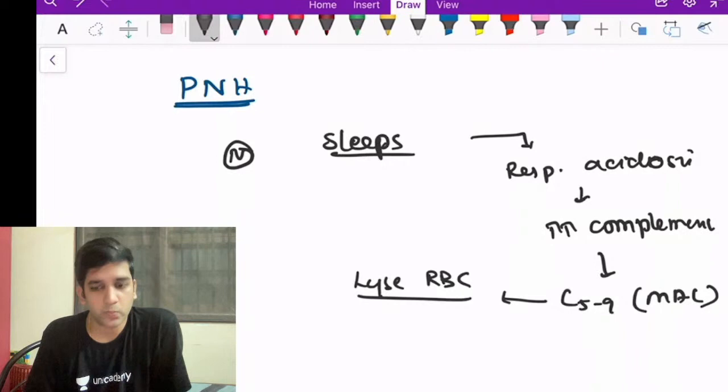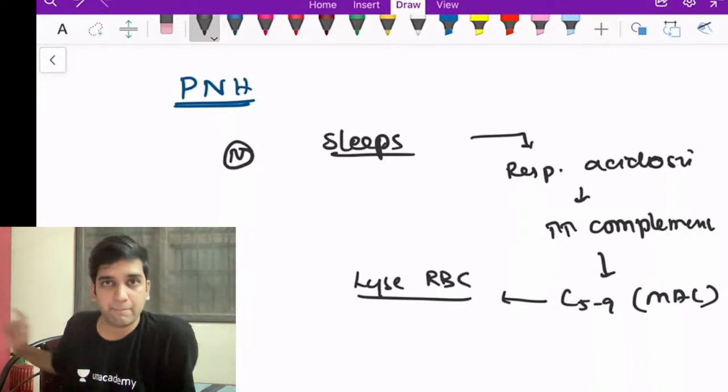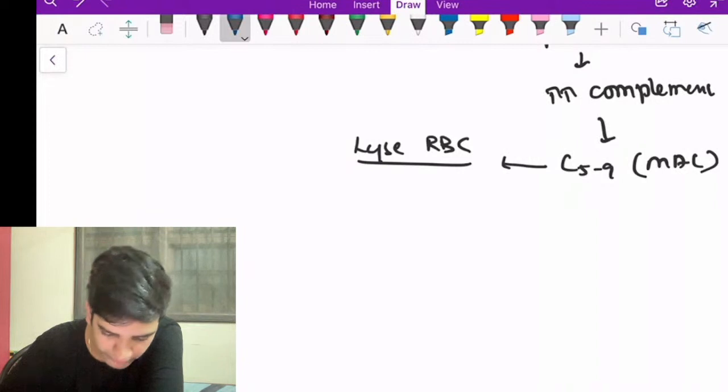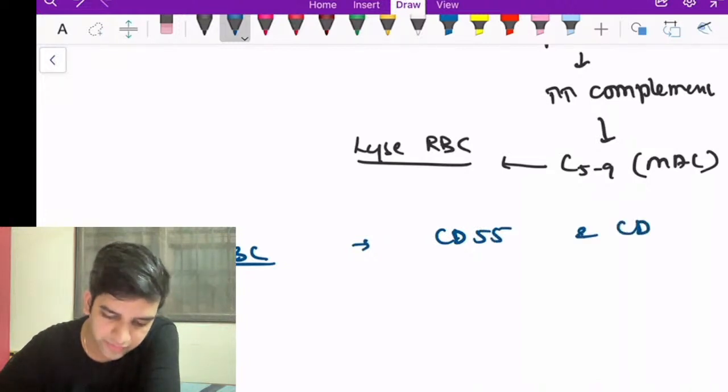So if this is true, almost everyone, when we sleep, should end up having a hemolytic anemia. Yes or no? Yes, hemolysis should have happened, but it is not happening for me. I wanted to understand why. The reason is, I have a few molecules in my RBC which protect me from the MAC complex, which protect against hemolysis, right? So in my RBCs, we have two molecules, CD55 and CD59.